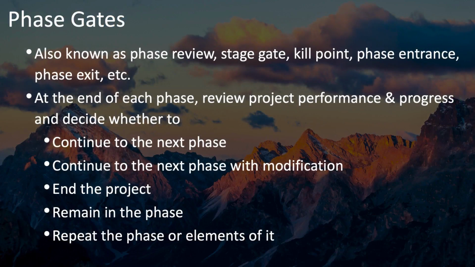A phase gate is simply that point at the end of a phase at which you review the phase and the work that's been done, the performance and how well things have gone, and you make a decision about what to do next. You could decide at that point that the phase has gone well and that you're ready to continue on to the next phase. Or you might decide that there are some changes that need to be made and it's okay to proceed, but that you need to make some modifications as you move forward. Or you might decide that things have gone very poorly or circumstances have changed, and now is a good time to simply end the project.